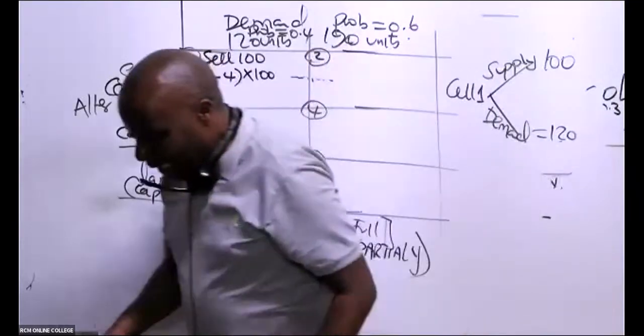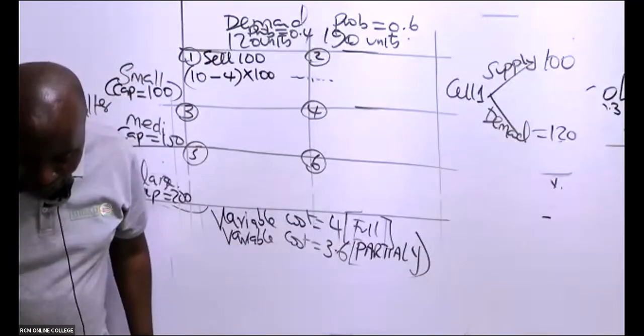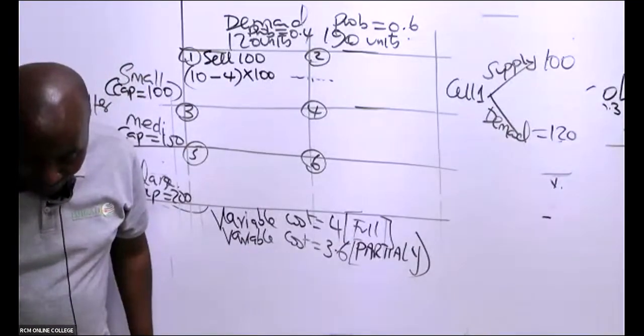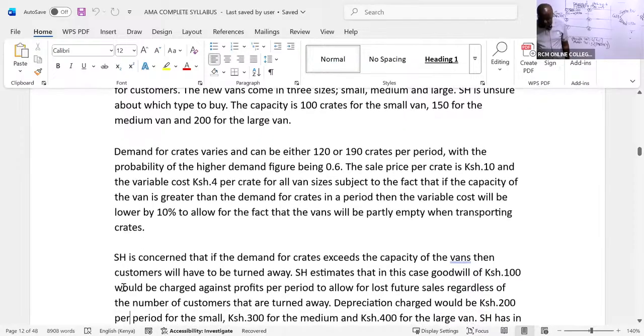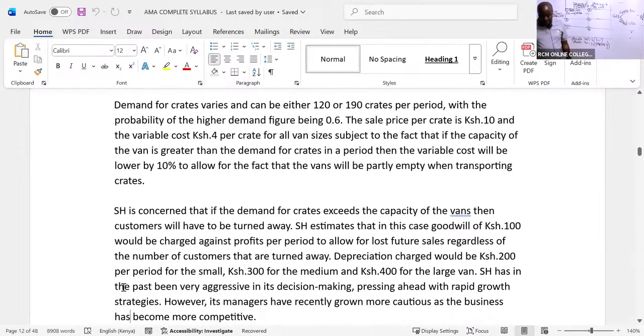Overall, let's read there. Oh, you have seen it: if we turn away some customers, we lose reputation. And the reputation we shall lose is worth 100, and this is given in the 3rd paragraph. SH is concerned that if the demand for crates exceeds the capacity of the vans, then customers will have to be turned away. SH estimates that in this case, goodwill of Kenya shillings 100 will be charged against profits per period to allow for lost sales. They're not saying 100 per crate.